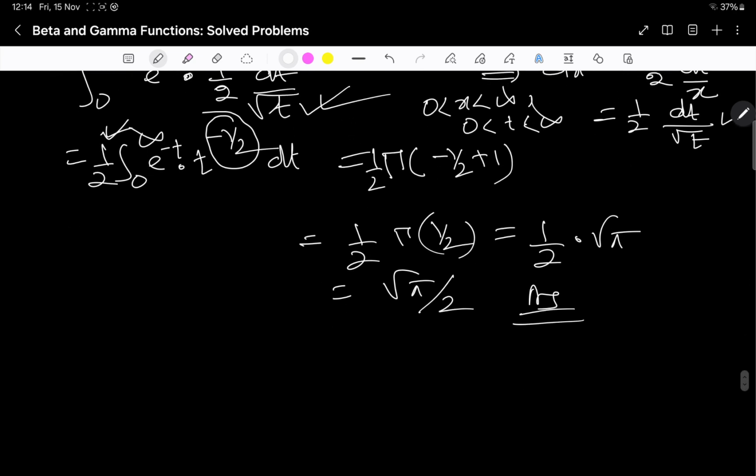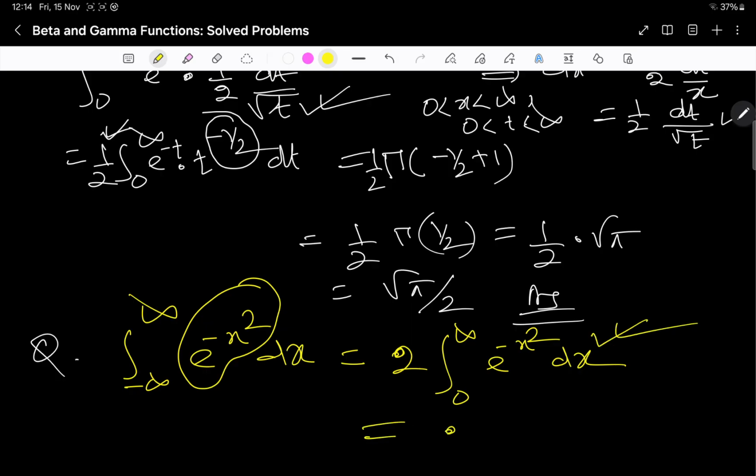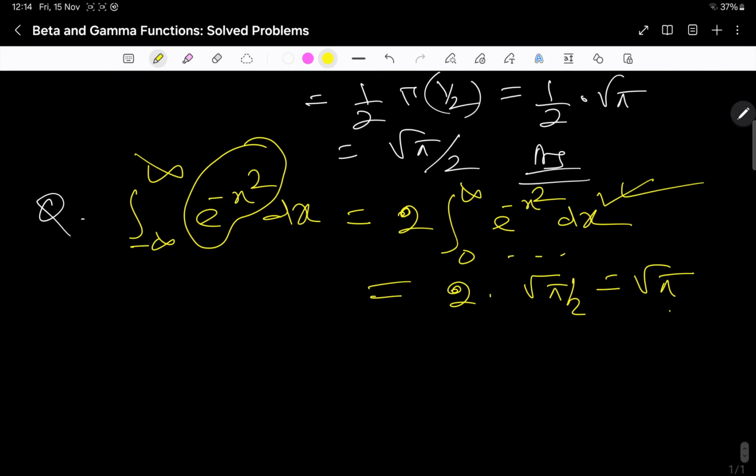If another question is asked, the integral from minus infinity to infinity of e to the power minus x square dx, then it is an even function here. You can write it as twice the integral from 0 to infinity of e to the power minus x square dx. We already got this, so this is equal to 2 into root over pi by 2. So this is root pi. This is the Gaussian integral.